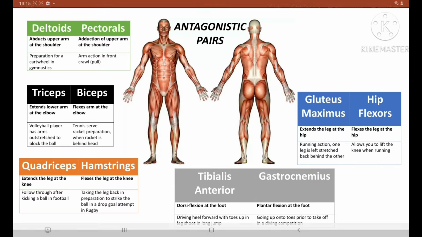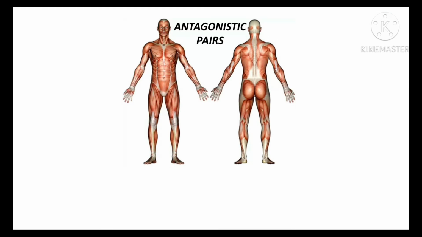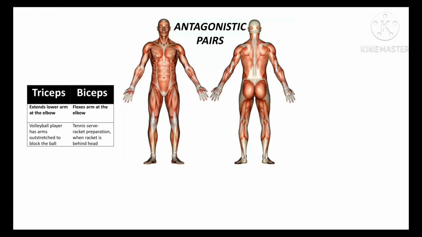So the first one we're going to look at are the triceps and the biceps. Now they work as a pair. I spoke about this in the last video. So the triceps extend the arm at the elbow, and the biceps cause flexion at the elbow. You can think of any action for the triceps as the agonist, where you're pushing your arms forwards. So at the end of a throw, in this one, you've got a volleyball player with outstretched arms ready to block the ball, so they're reaching upwards.